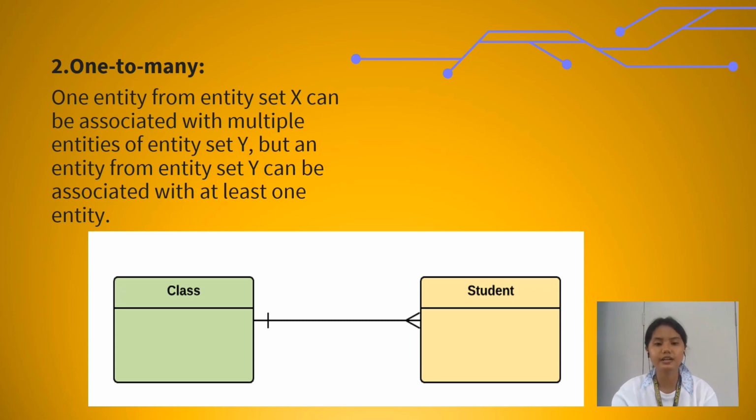Look at the line. It has three short lines pointing to the entity set triangle.